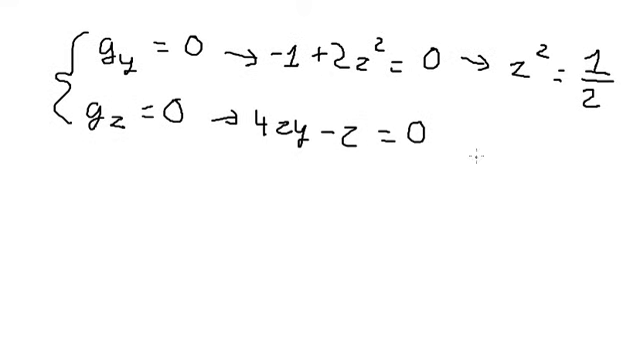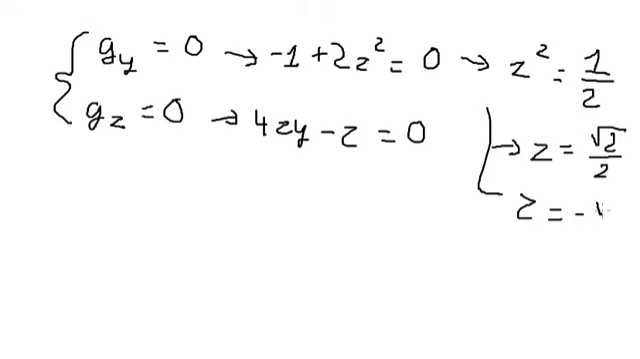So if we calculate, we have z equals the square root of 2 over 2. And the second one, z equals negative the square root of 2 over 2. We see that z is greater than or equal to number 0, so we need to reject the negative number. So we just select this one.